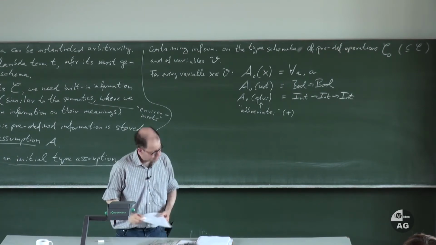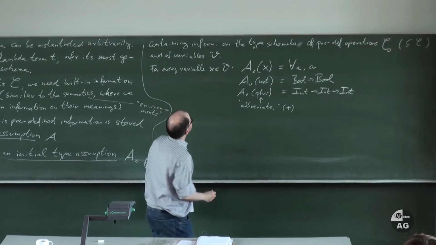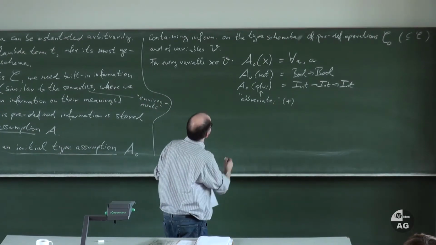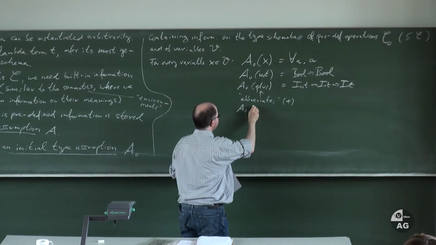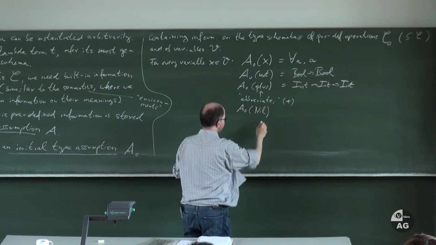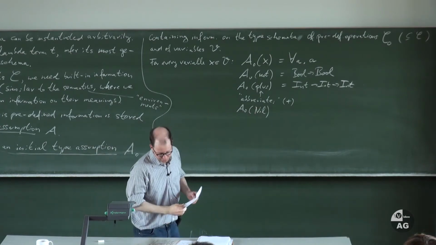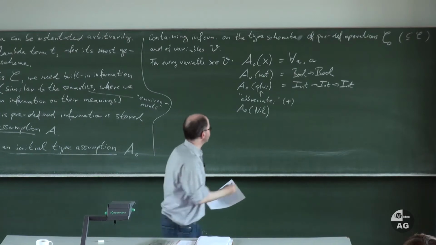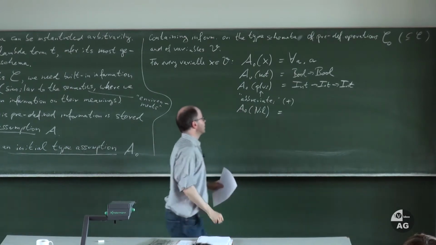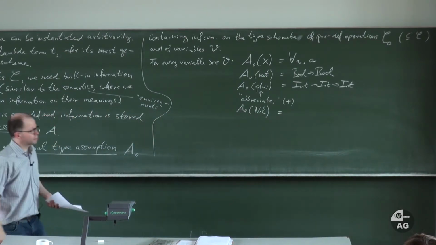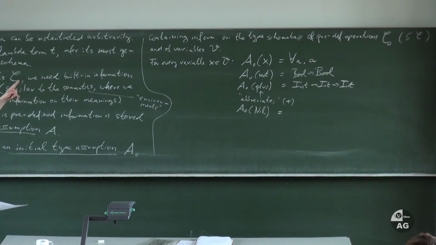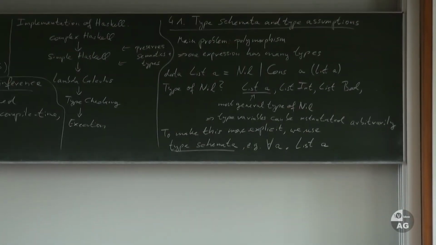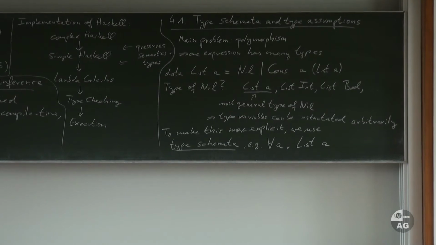And if I define lists myself, like I did up there, what would be the type assumption for nil? So if my program contains this data declaration up there, where I define the data type list with the data constructors nil and cons, then what would be the most general type schema for nil?